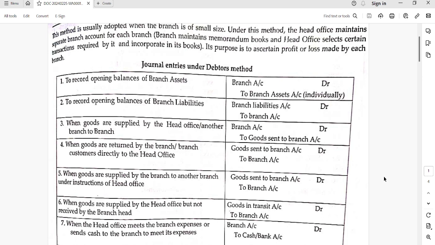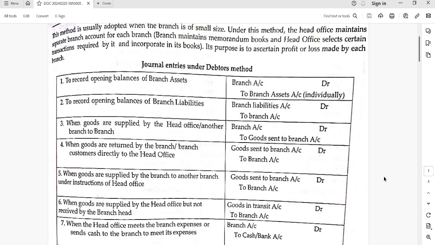Suppose goods are supplied by HO and now they are on the ship. Due to water problems and a lot of trouble in the sea, the goods are yet to be received by the branch. So goods are still floating on the sea. When goods sent by the HO are still to be received by the branch, then goods are in transit. So the journal entry will be goods in transit account debit to branch.